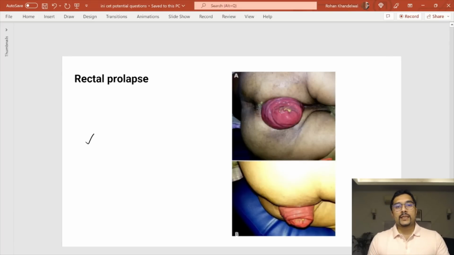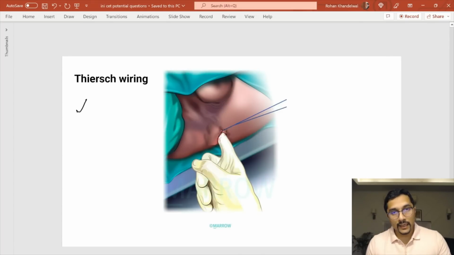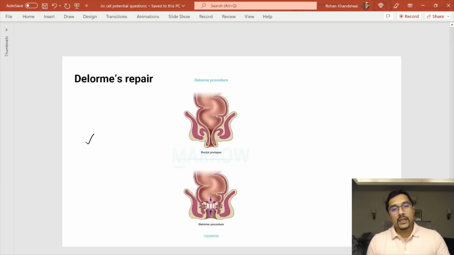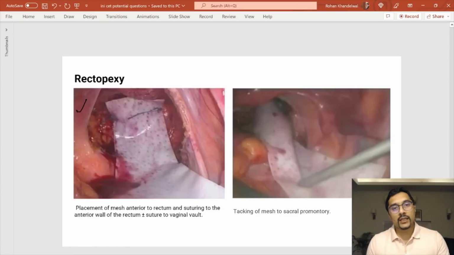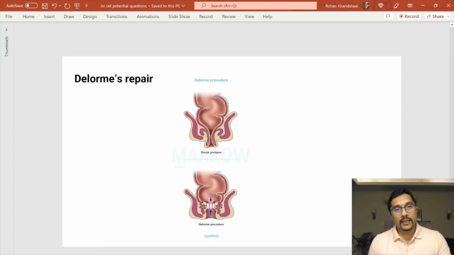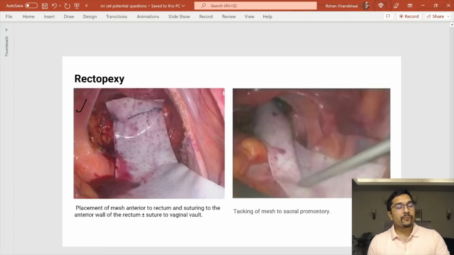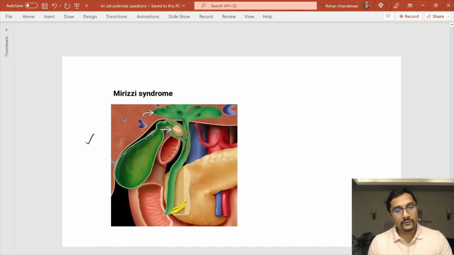Rectal prolapse surgeries images have also been frequently asked in the exam. This is Thiersch wiring where a purse string suture is taken. Delorme's repair is when we hitch up the mucosa all throughout circumferentially, and rectopexy is when we use a mesh. This is an abdominal procedure. The previous two which I mentioned, Thiersch and Delorme's, were perineal procedures. Abdominal procedures have less recurrence, whereas perineal procedures have a high recurrence rate.